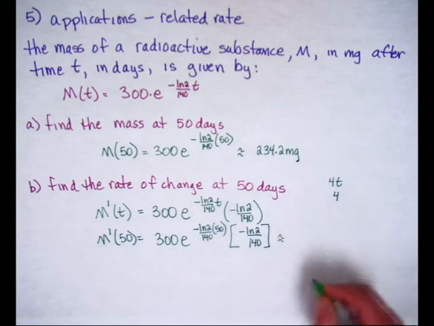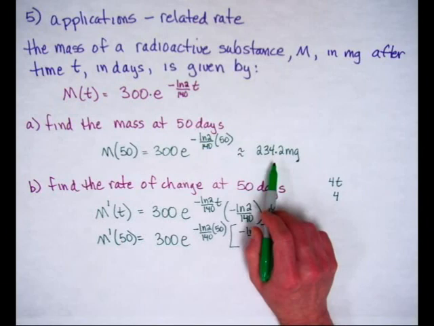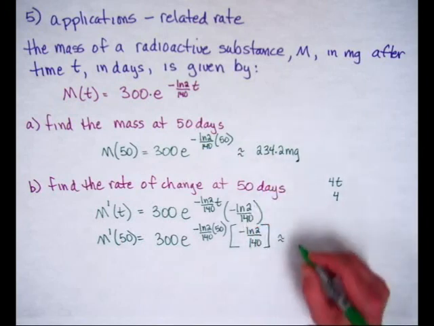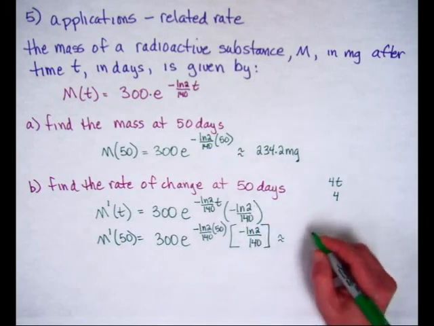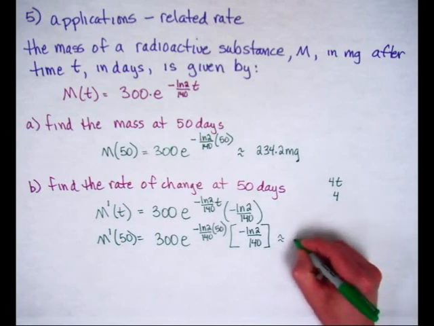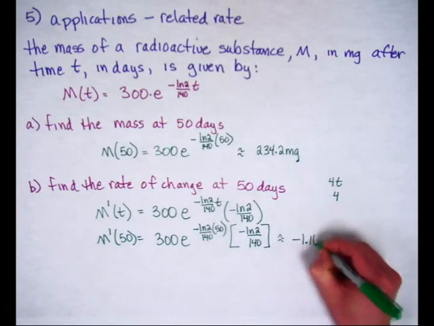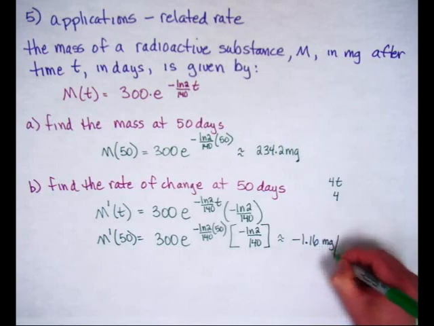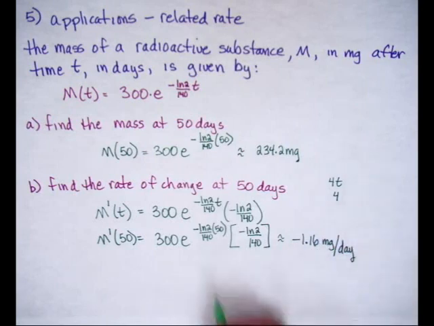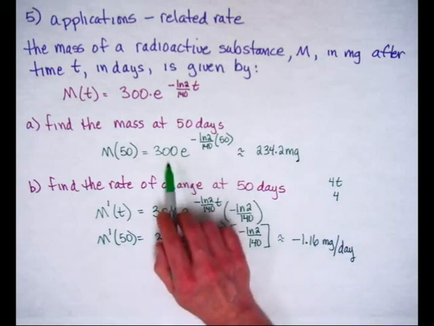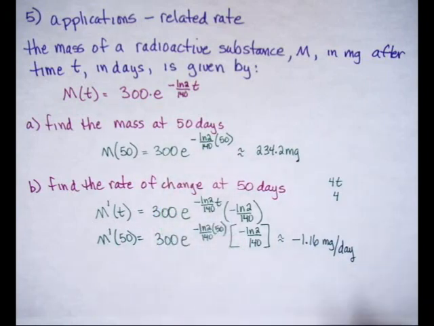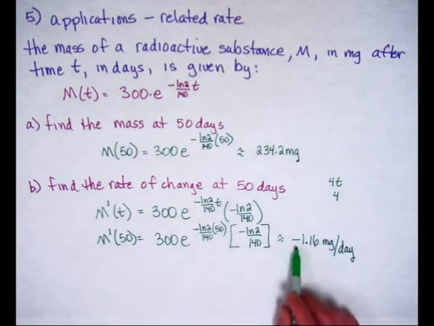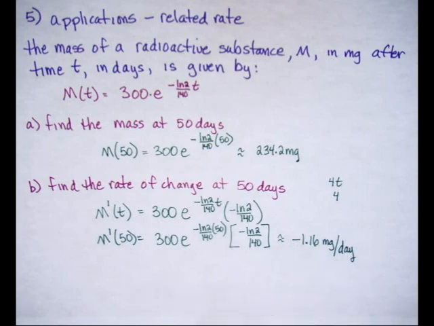And also the units are important. In this question, you were finding the mass, so it was just micrograms. In this case, you're finding the rate of change of the mass. So the answer works out to be approximately negative 1.16, and your units would be micrograms per day. So the first question simply told us how much of the substance was around at 50 days. This is telling us that at 50 days, the amount of the substance is decreasing at a rate of 1.16 micrograms per day.